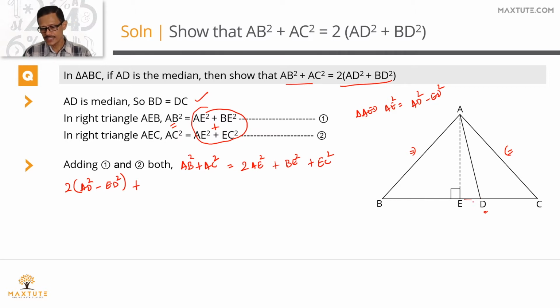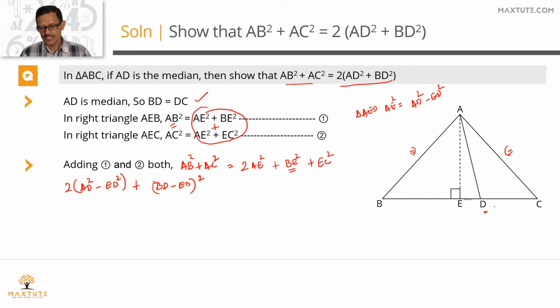BD is a median. D is a midpoint. So BD is going to be equal to DC, that we have established. So we'll write it in terms of BD. BE is nothing but BD minus ED.